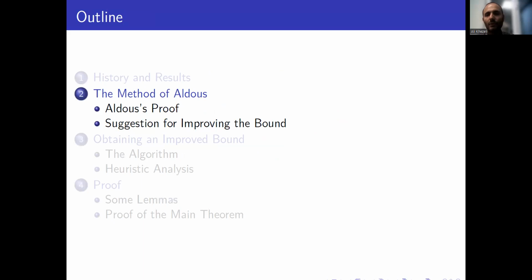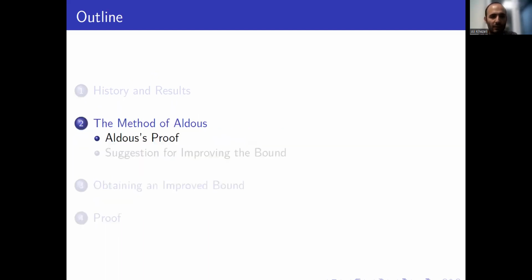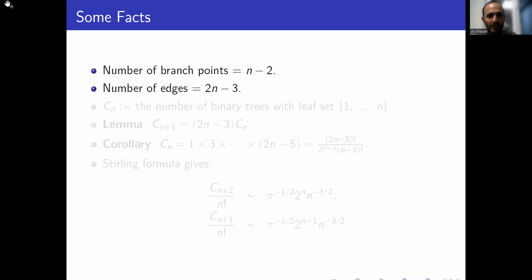So as I said, for lower bounds, we should construct a common subtree and prove that it is of order n to the something to obtain a lower bound. Now I will explain the method of Aldous, and then I will explain my contribution. First, I start with some facts observed and proved by Aldous.